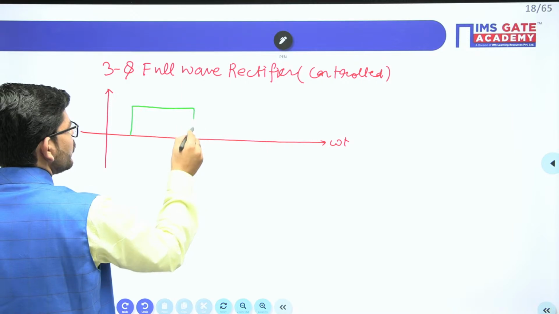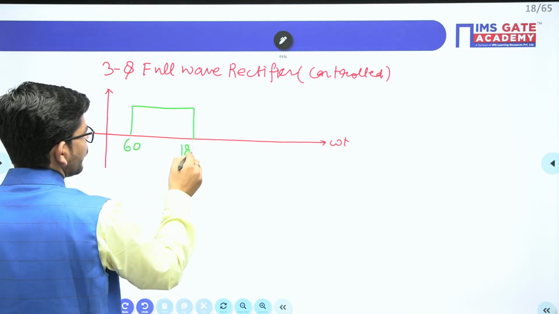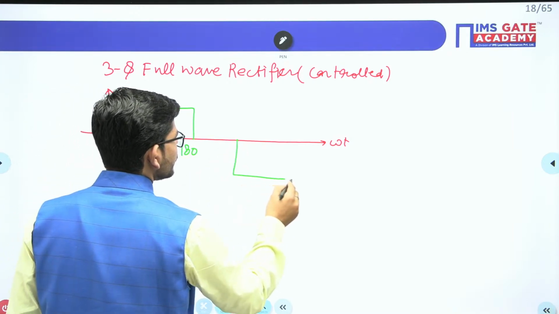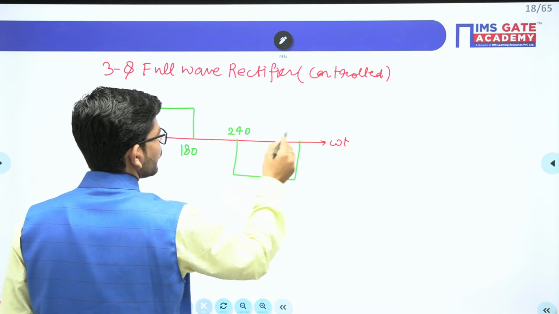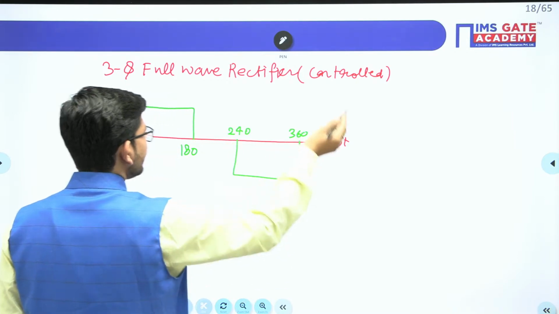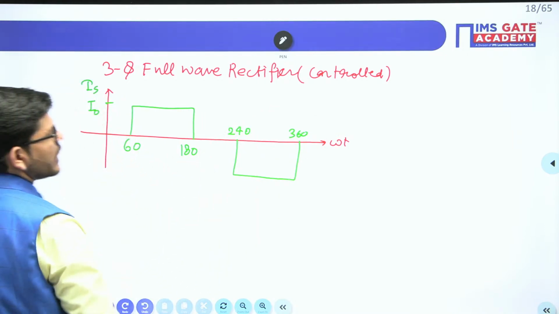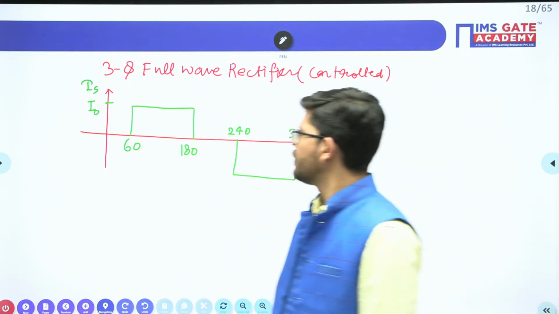From 60 to 180 we get a pulse, and then from 240 to 360 we get a pulse. The same will continue again. This is I naught and this is the source current waveform that we have.